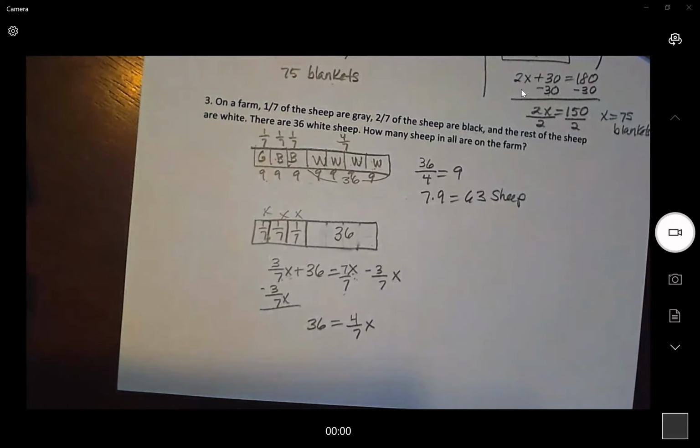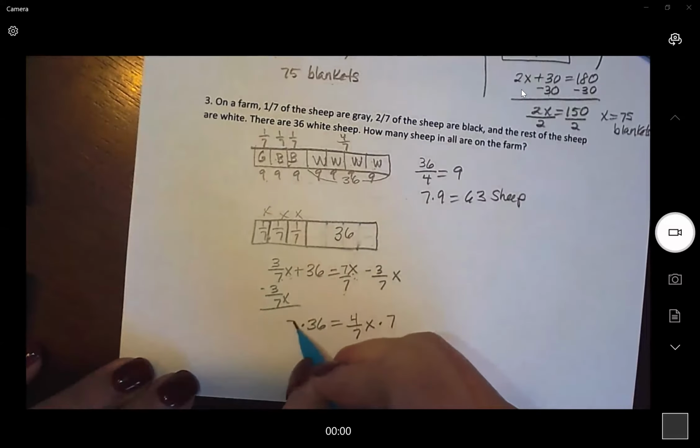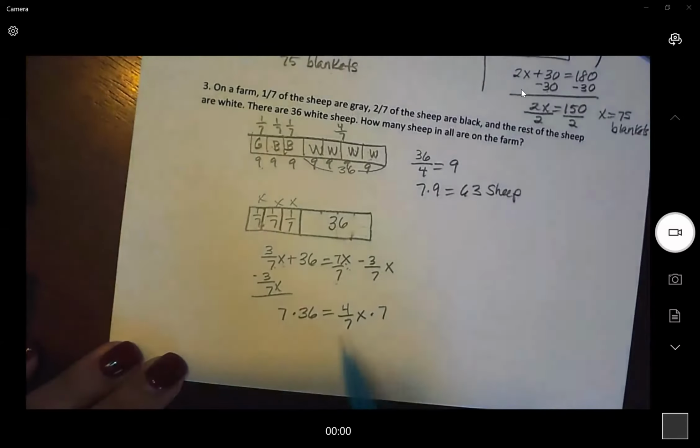Now there's a couple of ways to solve this. If they're 6th graders, they know how to do this, but you're going to multiply times the reciprocal. What I'm going to do is just get the 7 out of the denominator. I'm going to take it in 2 steps, but you could do it either way. So 36 times 7 is 252. These would cancel and we're left with 4x. And then we divide by 4 and x is equal to 63. And that again is total sheep.